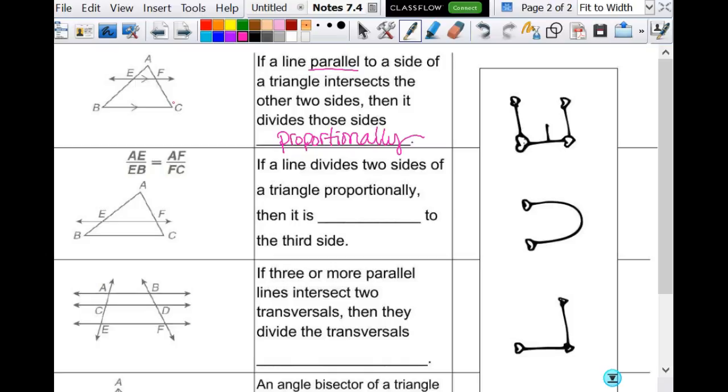Because technically what we have is two similar triangles. So there's two ways to look at this. As similar triangles that are stacked on top of each other, triangle AEF and triangle ABC are similar. We'll talk about why we know that for sure here in just a second. But we can also look at this as a triangle with a line through it.